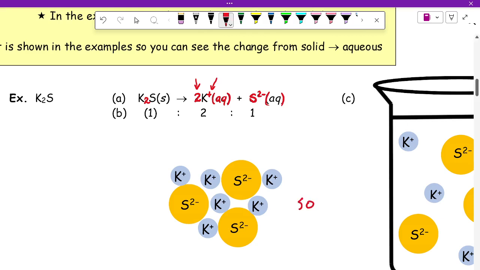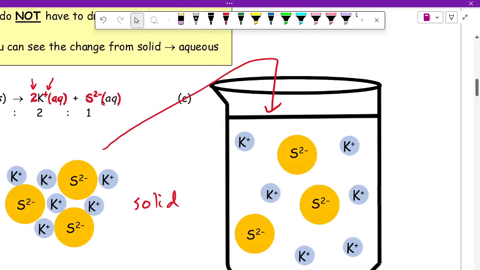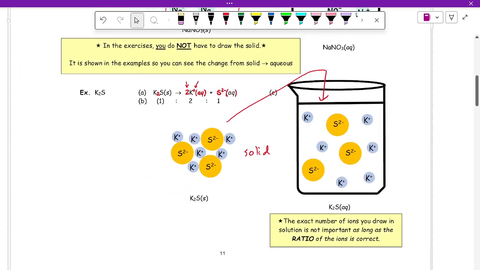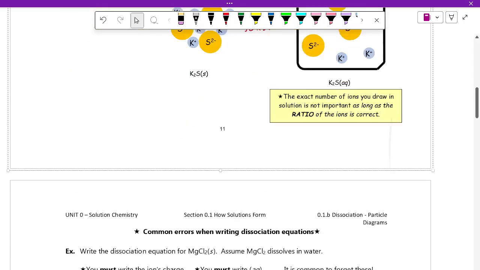That's our solid. We take it, we dissolve it in the water, and for every 1 sulfide you get 2 Ks. That was interesting. And so we have 1, 2, 3, 4, 5, 6 Ks, and we have 3 S's. All right. The exact number of ions you draw in the solution is not important as long as the ratio is correct. So if you're like, I don't want to draw 6 Ks, I'd rather only draw 4 Ks, you can just have like 4 Ks and 2 S's. Okay. We don't need this to be a big project for you.